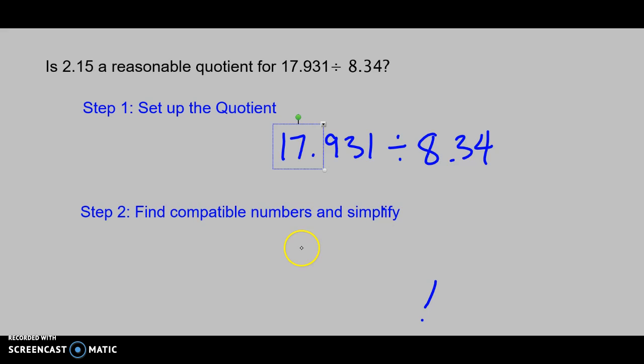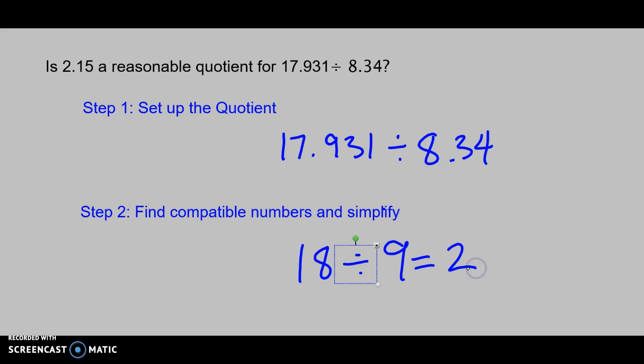So we could say round up the 17 to 18. So now we need to make sure we choose a compatible number to 18. 8 is not compatible to 18. That would not work. Think about something that would be compatible. 9 would be. Yes, it's rounding up a little bit, but it would be compatible because it goes evenly. 18 divided by 9 is 2. So is it a reasonable quotient? Yes.